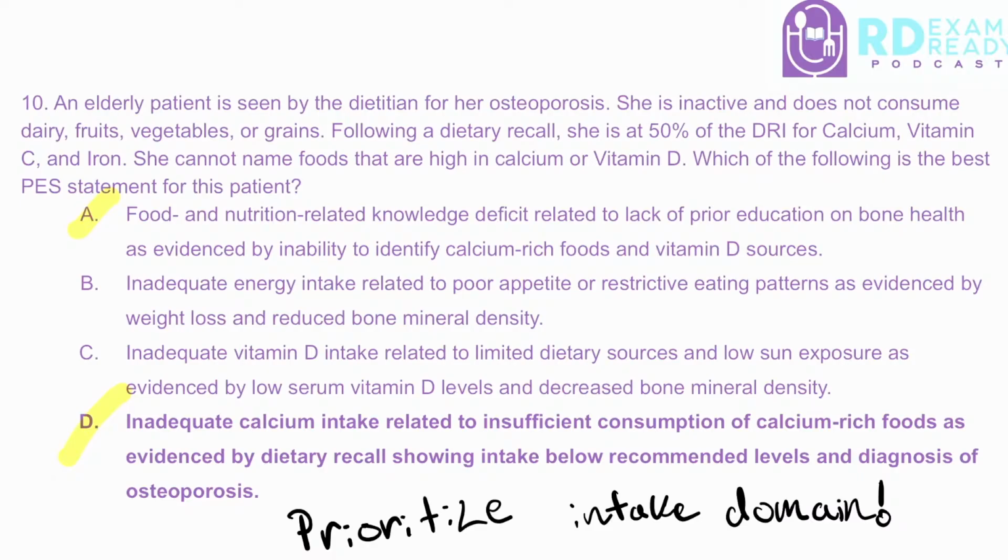Based on that, D will be your best answer, folks, because you must always prioritize the intake as long as it's there. If we didn't have any indication for the intake at all, then A would be a good fit. But because we have the intake to support it, we know that although knowledge may be in deficit, we must prioritize what is happening through that piece as well.